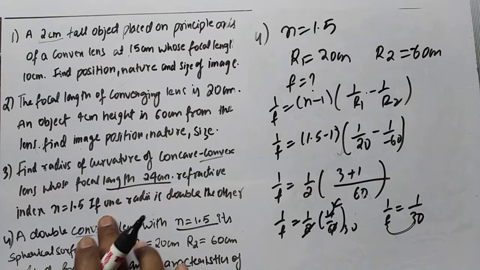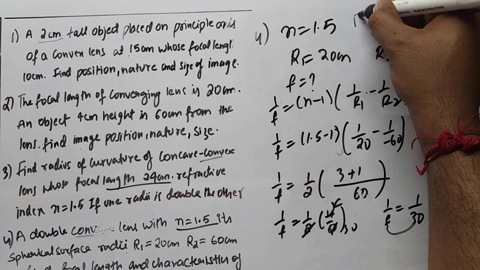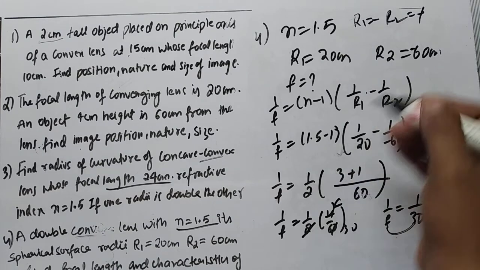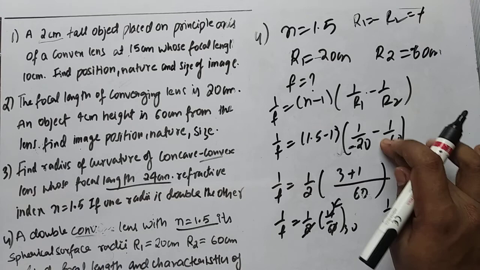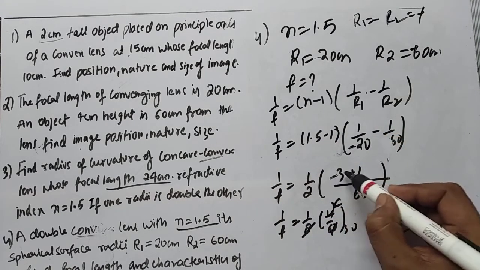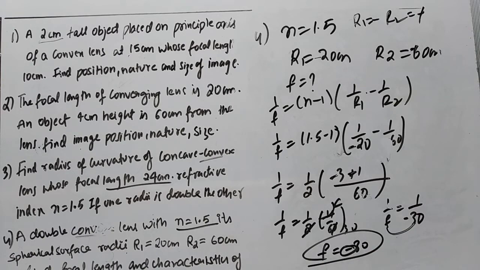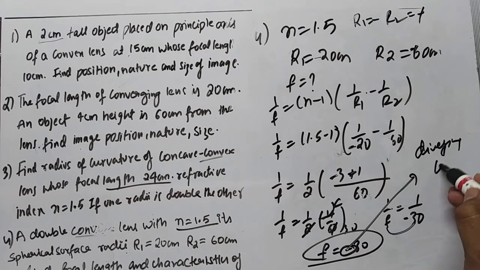Suppose in the question it is given as a concave lens. Whenever it is concave, we have to take R1 as negative and R2 as positive. So here I will be substituting minus 20 and plus 60. Then I will be getting minus 3 minus 1, so the answer will be f is equal to minus 30. Whenever the f value is minus, it is a concave lens, so the lens will be diverging. The type of lens will be a diverging lens.